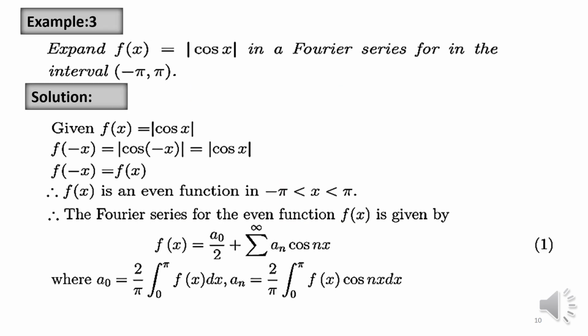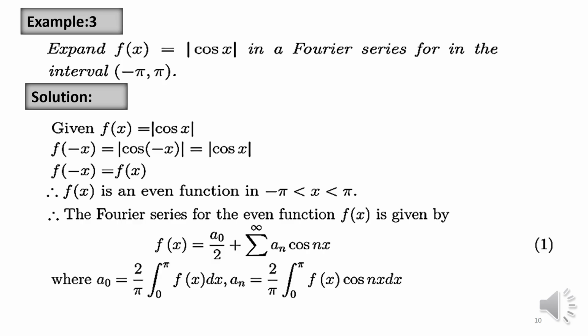Okay. Now f of x is equal to modulus of cos x in a Fourier series for the interval minus pi comma pi. So f of x is equal to modulus of cos x. Modulus of cos x means f of minus x is equal to f of x, which is an even function. For an even function, we know that b n would become 0. You have to find the values of a naught and a n alone.